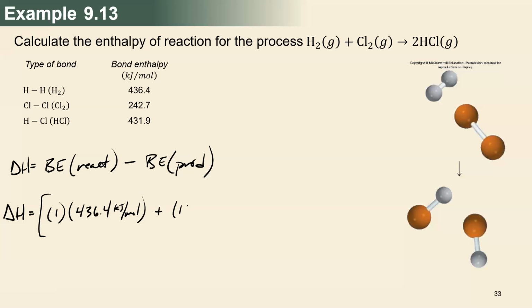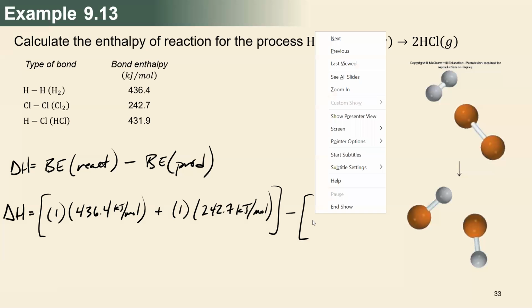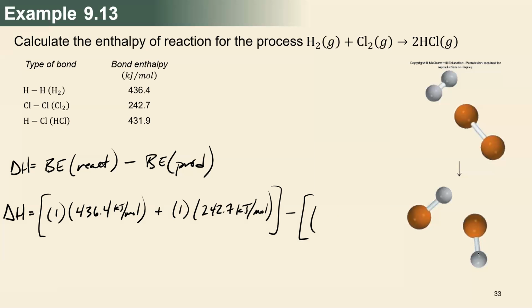The other reactant we have is 1 mole of chlorine, and the bond enthalpy of chlorine is 242.7 kilojoules per mole. And then we subtract the bond enthalpy of the products. How many moles of HCl are we making? 2. So we have 2 moles of HCl bonds. 2 moles of bonds. We're going to come back to that in the next example. But each mole of bonds is 431.9 kilojoules.